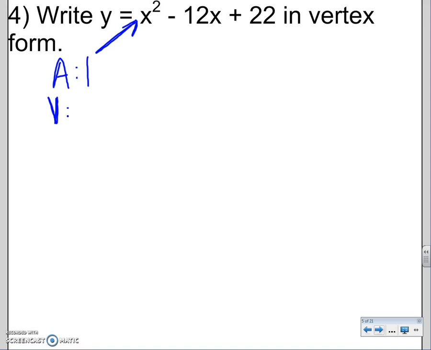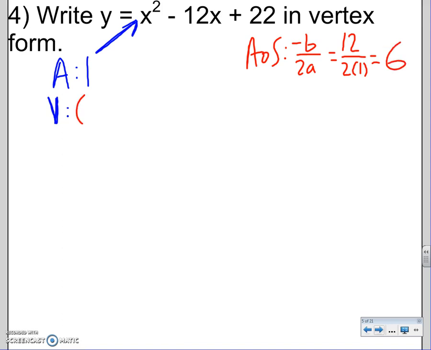Alright, to find the vertex, we gotta do some math. We gotta do the axis of symmetry. So let's do that real fast. AOS, that's negative b over 2a. Negative b makes it positive 12 over 2 times a. A is 1. Put that in the calculator. 12 divided by 2 is 6. I know my vertex, my x is 6. I gotta find my y. To find y, you gotta plug in your axis of symmetry.